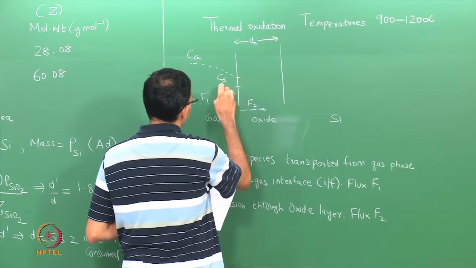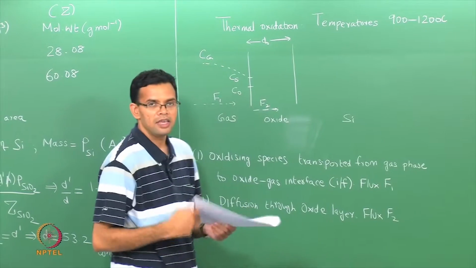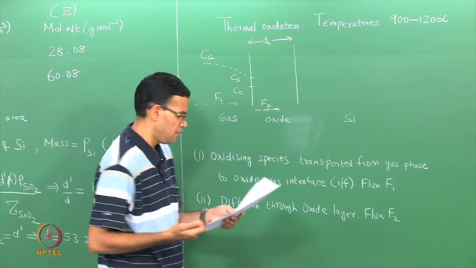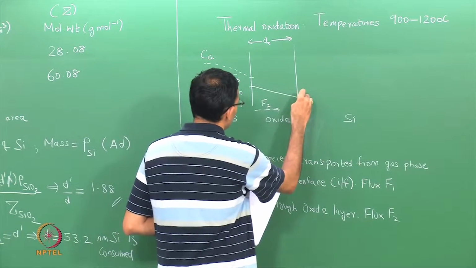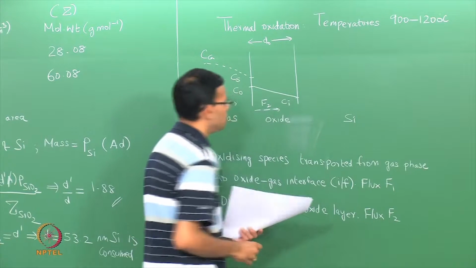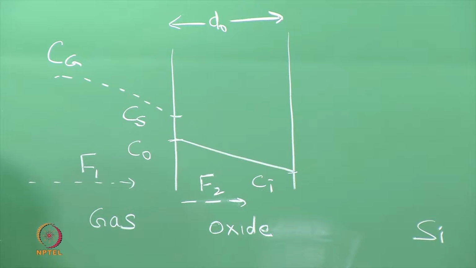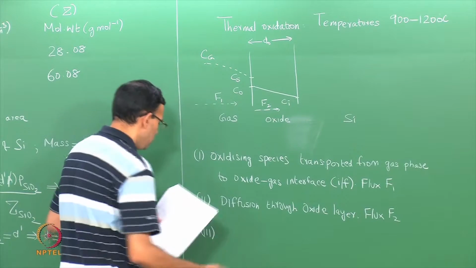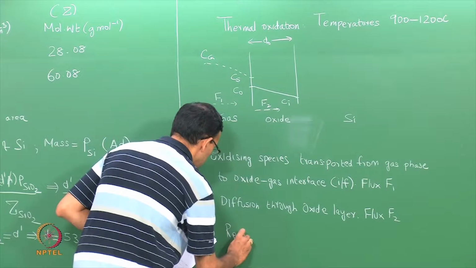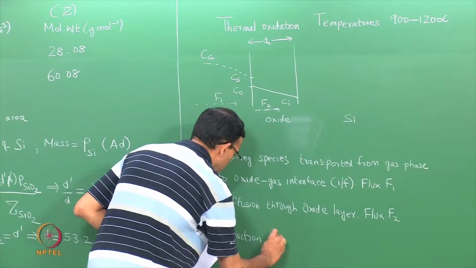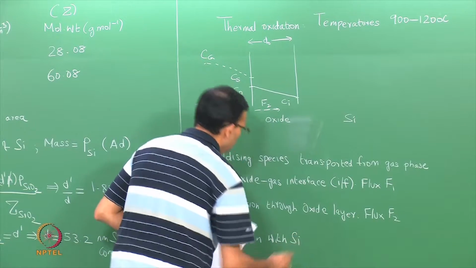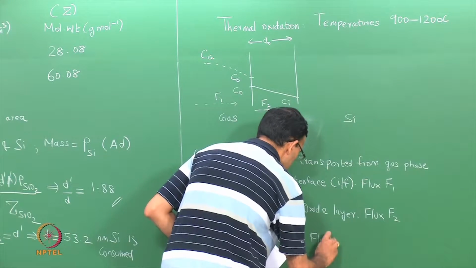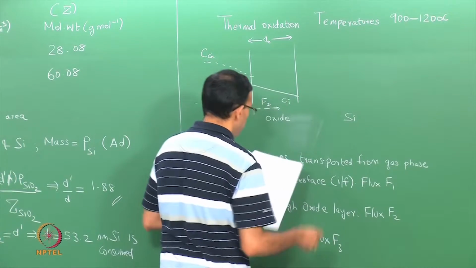So, C naught could be the concentration at the gas oxide interface. This is the concentration in the oxide layer, and from here it goes to some concentration Ci, which is the concentration at the interface. And then finally, you can have reaction with the silicon to form a new oxide layer. This has a flux of F3.